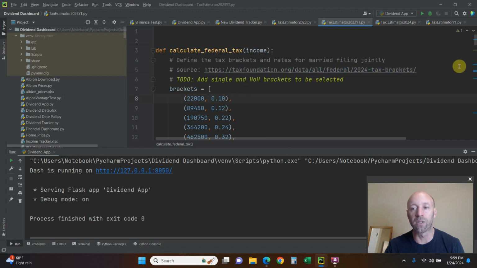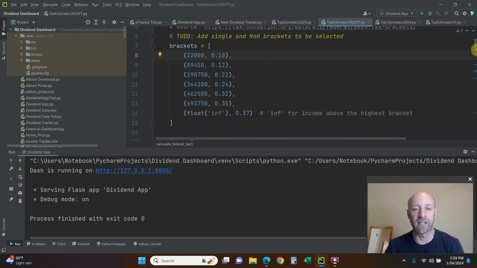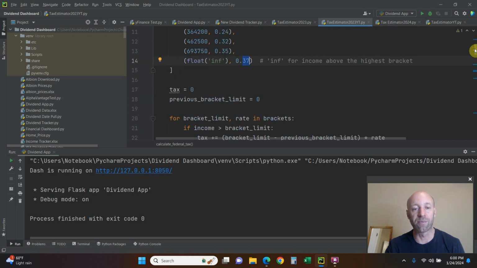I actually have the 2023 tax brackets here. For the first $22,000 you make, you'll be taxed at 10%. From $22,001 to $89,450, you get taxed at 12%, and so on and so forth, known as the progressive tax system. And in 2023, anything more than $693,750 is taxed at 37%, which is the US's top tax bracket.